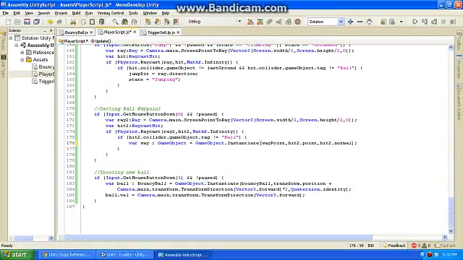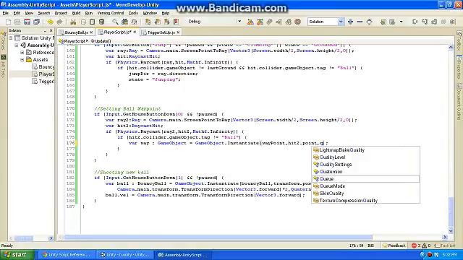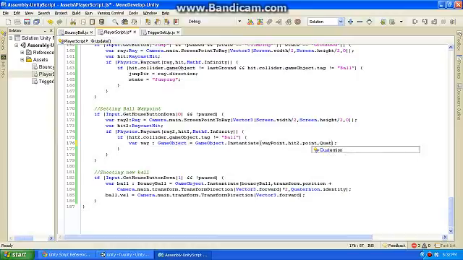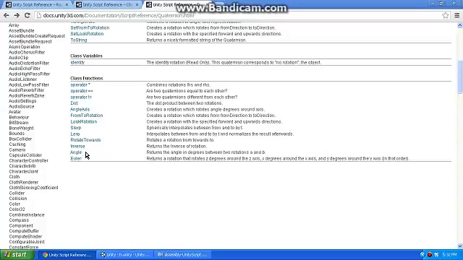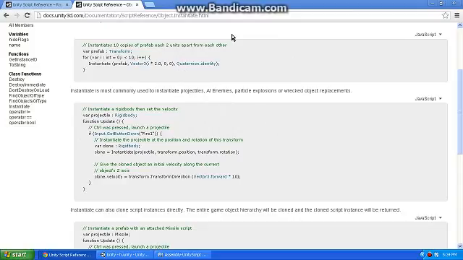So basically, I just need to write quaternion.Euler. No, I don't want quaternion.Euler because it would just rotate around the normal. And that's not what I want. I want it to rotate so that it looks towards the normal. So, rotate towards, look rotation. Okay, I'll be right back.